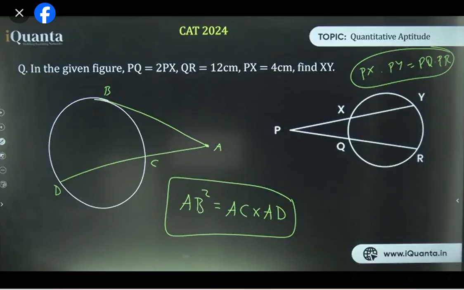All right. It's the same thing. You got the answer, all of you. Is it 36? So here PX is given as 4, PQ is 8, QR is 12. You have to find the value of XY.